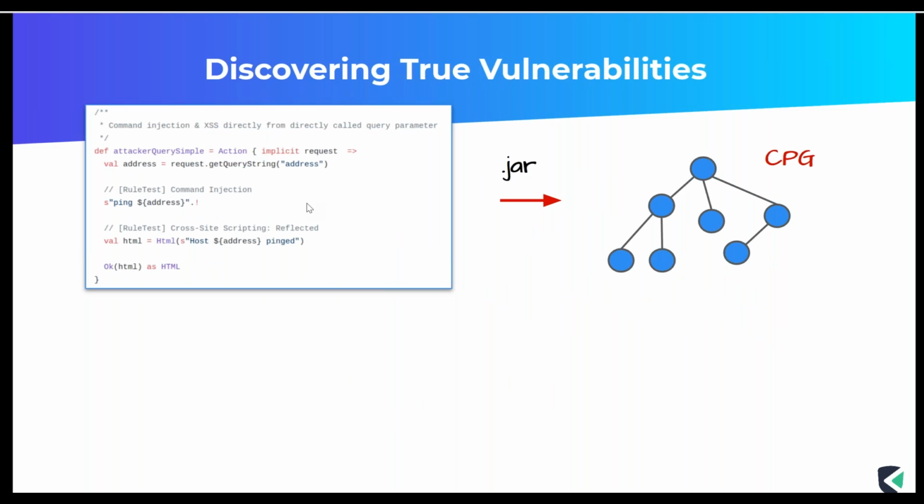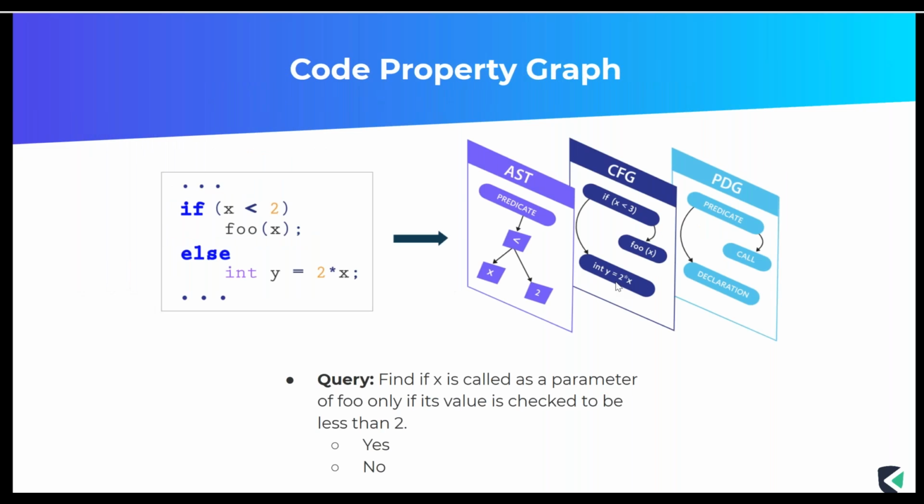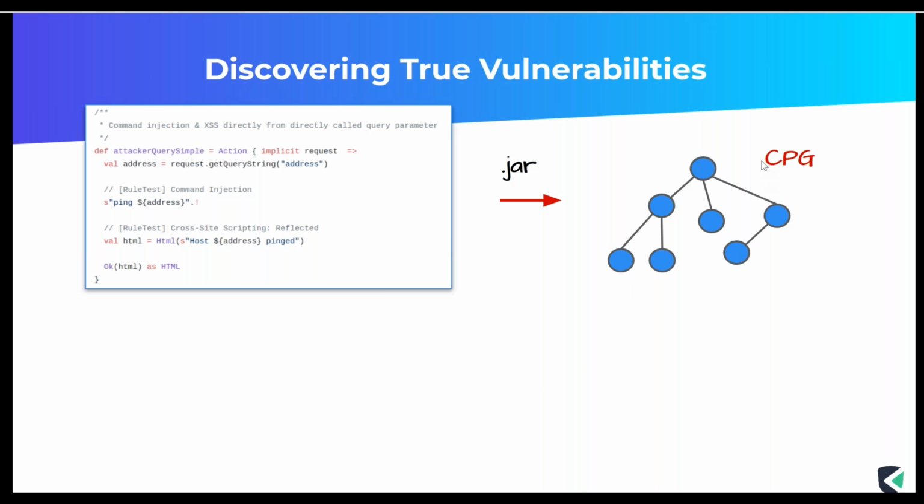So now let's try to apply this to the example that we had. You take this code and convert it into an executable jar, which is exactly what we need. And we convert it into this graph format, this code property graph format. This is something we developed inside ShiftLeft from the work by Fabian Yamaguchi.